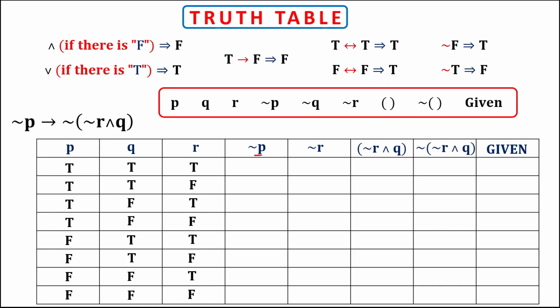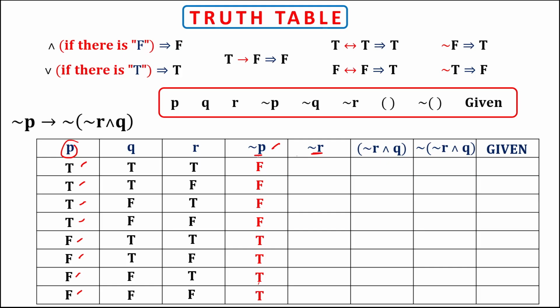Then for this column, not P, from P, the negation of P. Not true, this one is false. Not true, false. Not true, false. And not true, this one is also false. Then not false, that's true. Not false, that's true. Not false, that's true. And not false, that's true. So these are the values for this column.